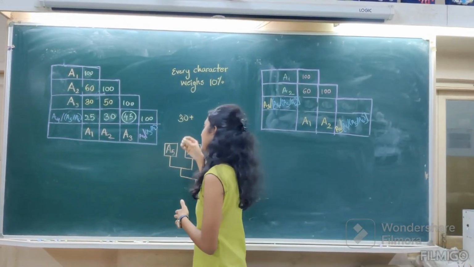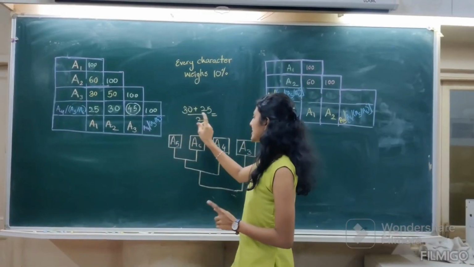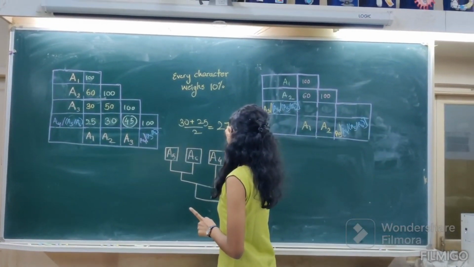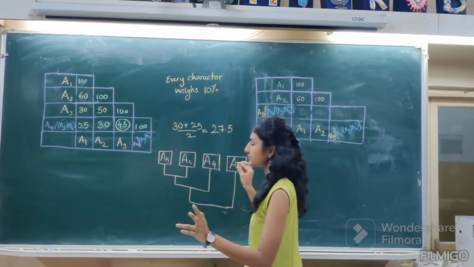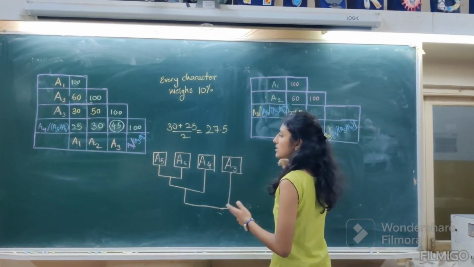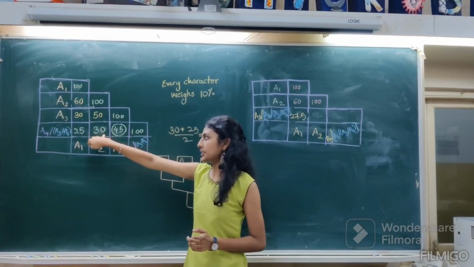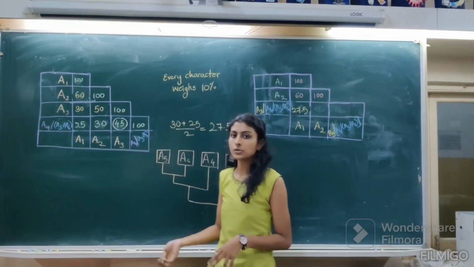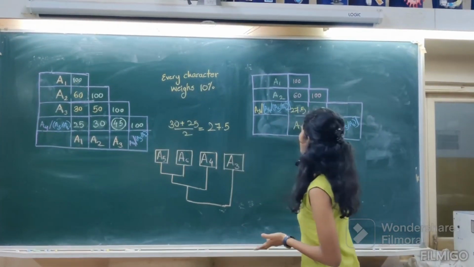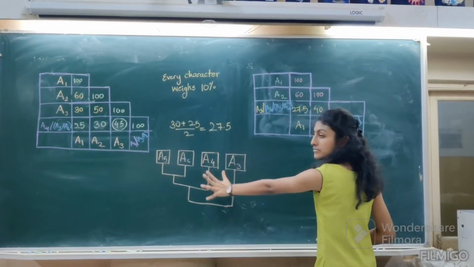From the previous similarity matrix, we calculate the average. So this averages out to be 27.5%, which we will write here. And similarly for A2, when we calculate the average of 50 and 30, 50 plus 30, 80 divided by 2 is 40. So your A2 is 40% similar to all these four organisms.